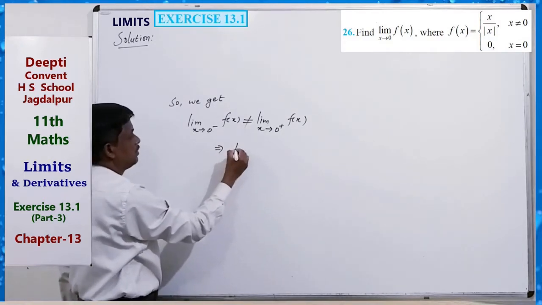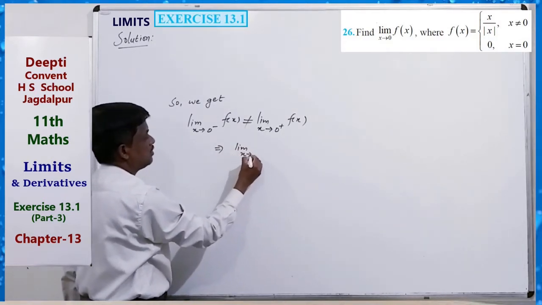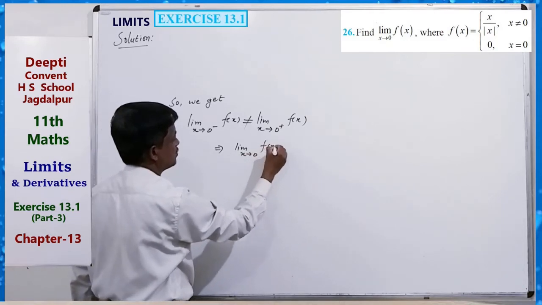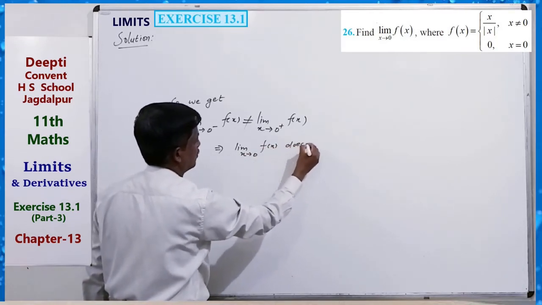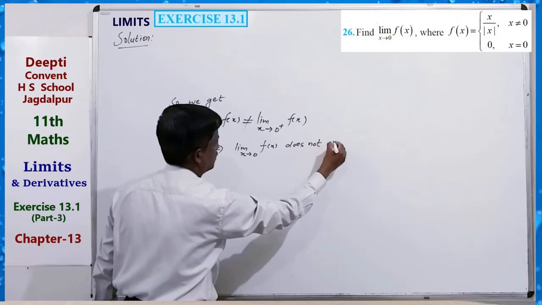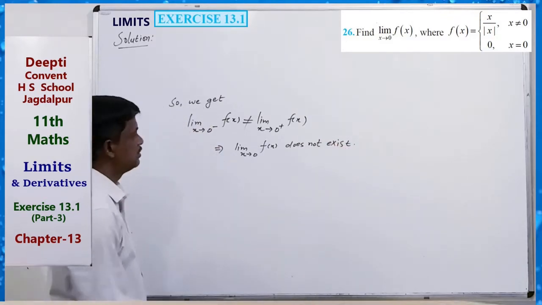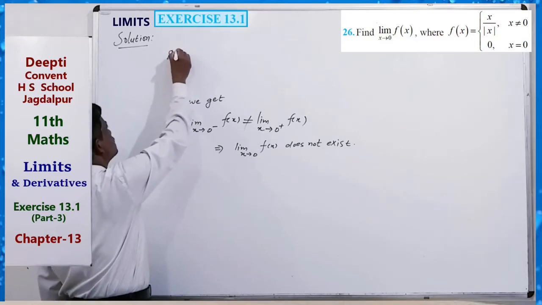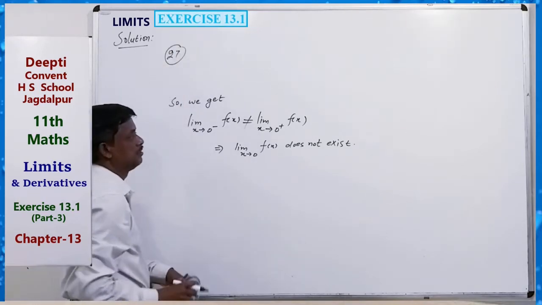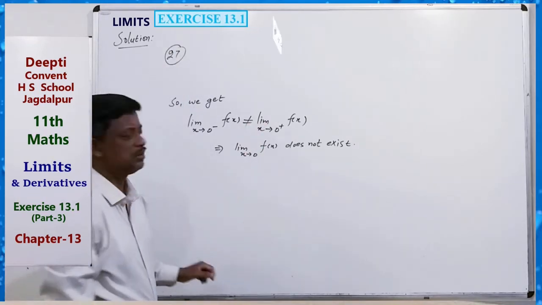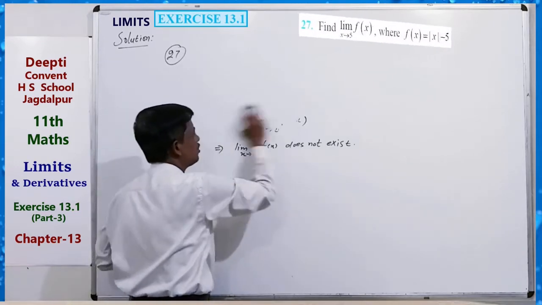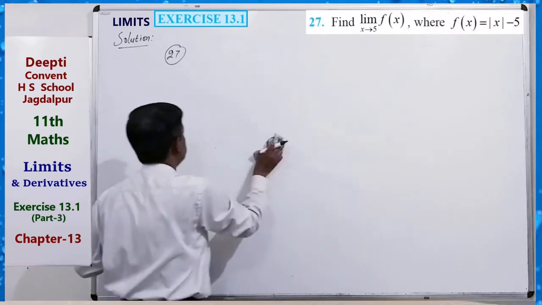Limit extending to 0 f(x) does not exist. This was question 26. Okay, now question 27. Left hand limit and right hand limit are not equal, a similar process. If they are not equal, then we know that the limit does not exist.